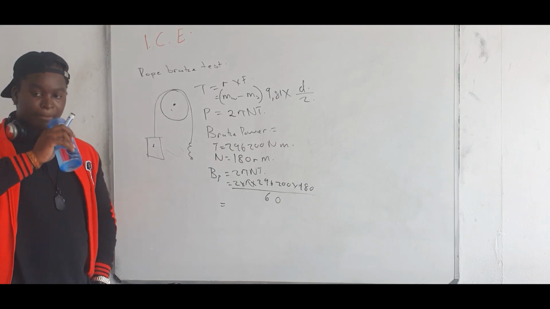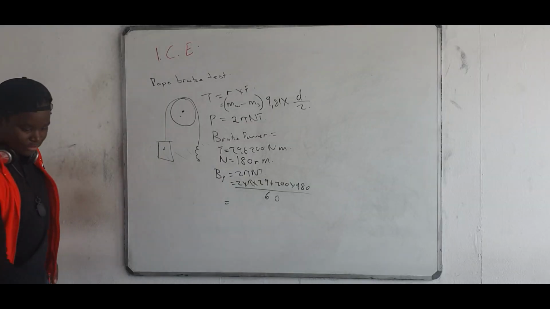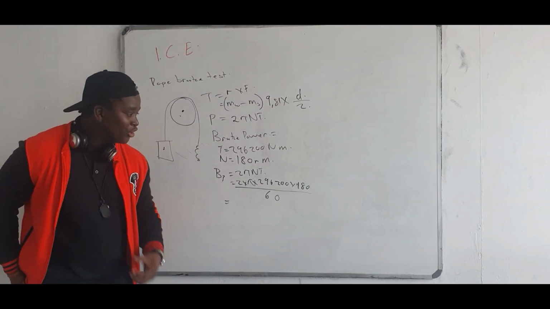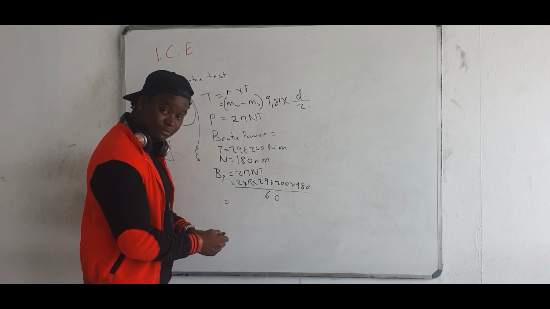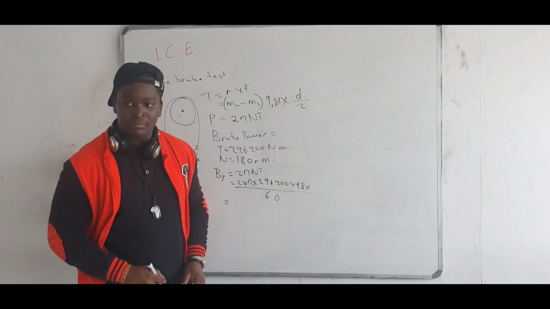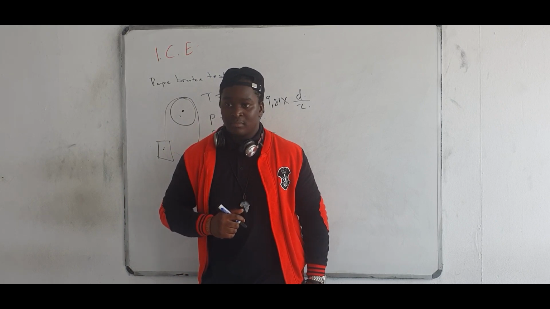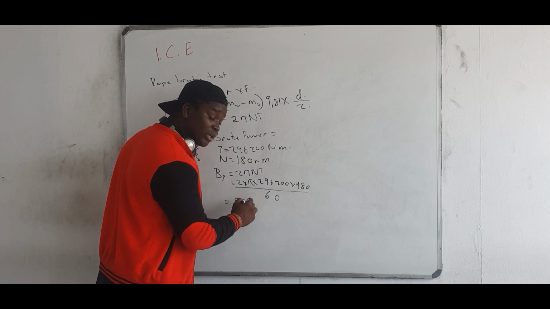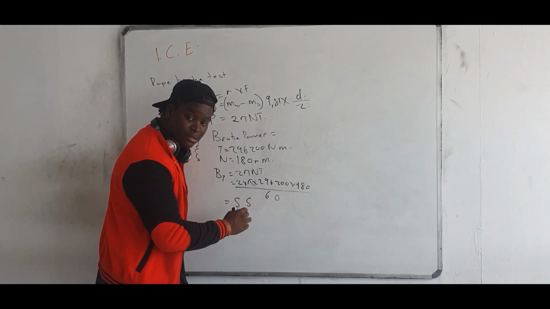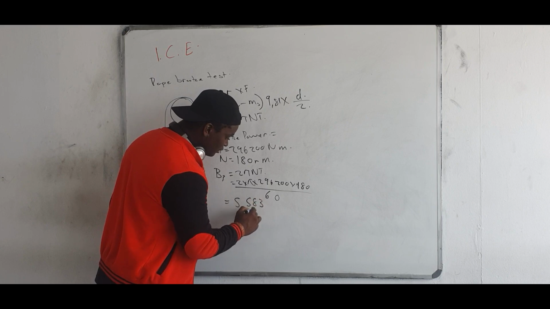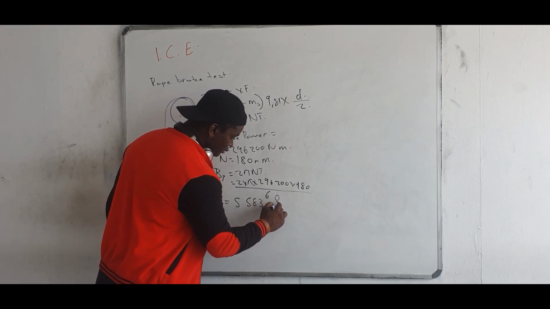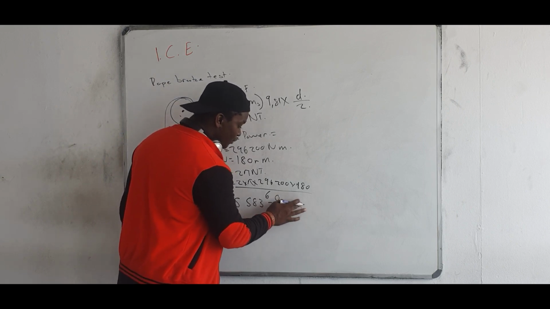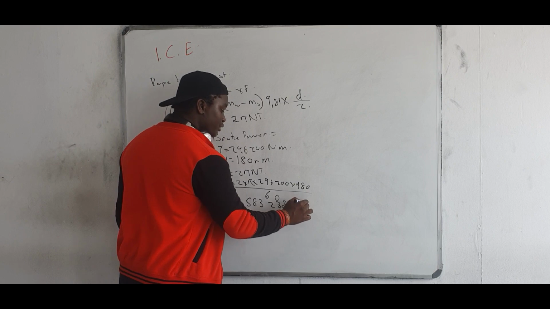What do you get as your answers? So what do you get as your answers? This is kilo. This is mega. Let's see. Tell me your answer, then you convert it. It's 5,583,464. Yeah. Okay. This will just be your answer in watts.